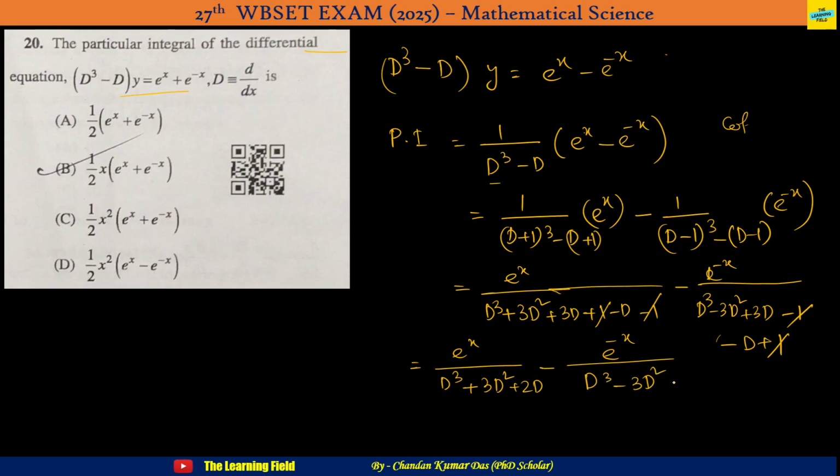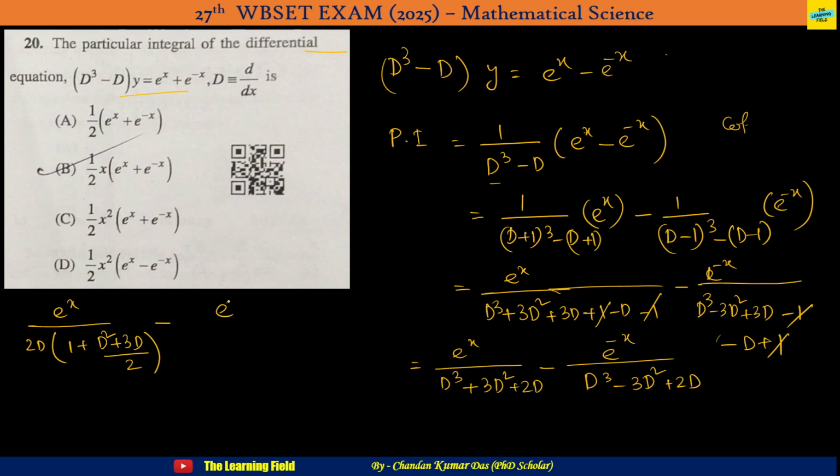Minus 3d square and plus 2d. Fine. I think we get these two. Okay. So now if we take d common, so e to the power x by 2, if we take 2d common, then we get 1 plus d square plus 3d by 2, right?